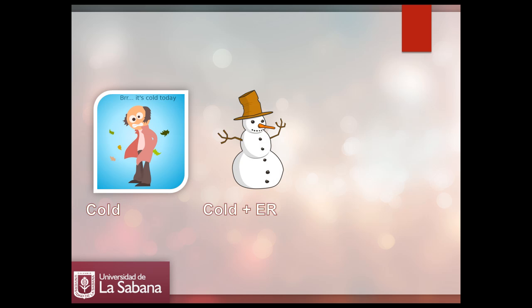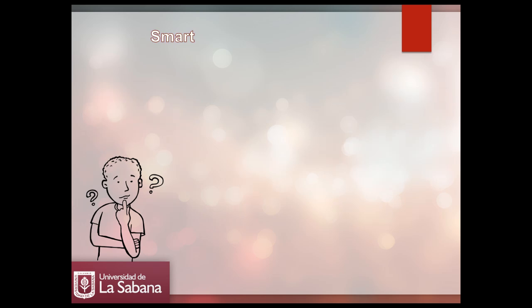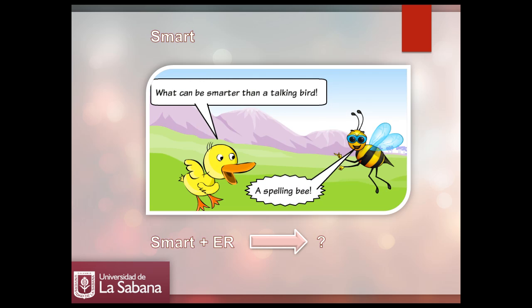And of course, it's colder. We add er to the adjective. What would be the superlative degree? The coldest. Notice that we add the definite article before the adjective. Easy, isn't it? So what would be the comparative degree of smart?